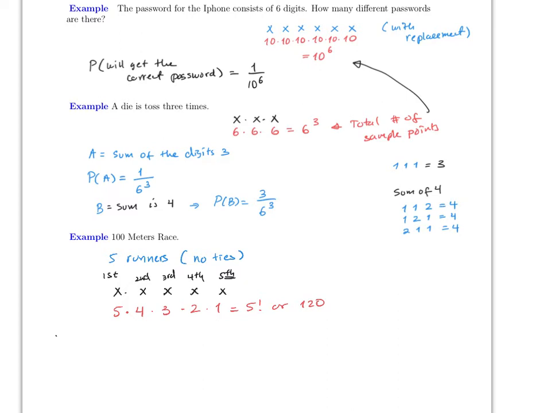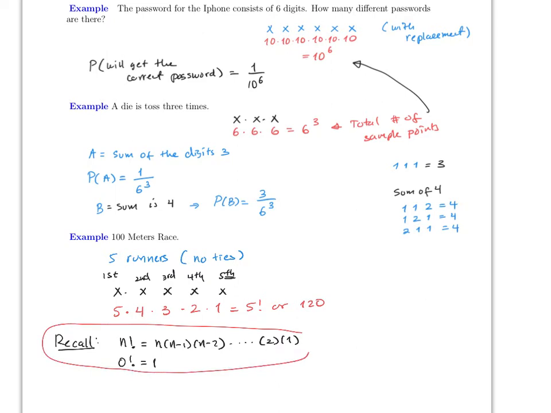So recall, because we're going to use this many times, the factorial: by definition n factorial is equal to n times n minus 1, n minus 2, all the way to 2 times 1, and 0 factorial is equal to 1. Okay. So therefore there are 120 different ways to finish the race. So if you buy a ticket guessing the order of the race, then your chance of predicting it will be 1 over 120.